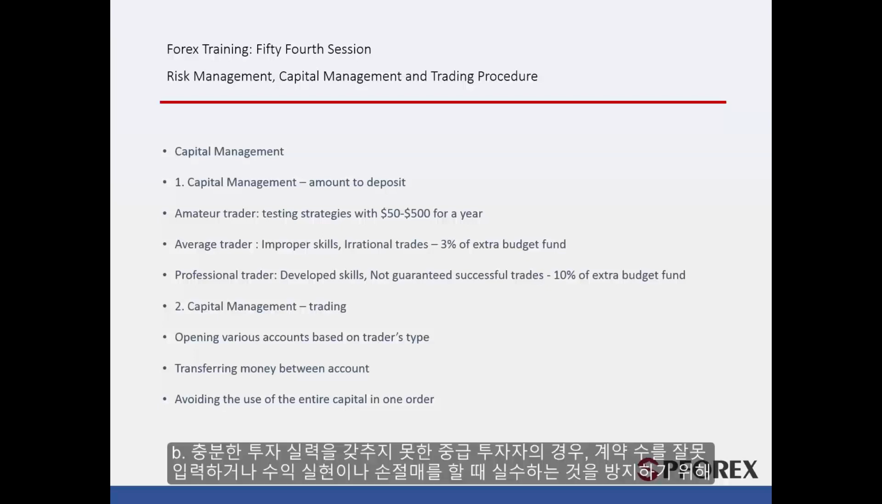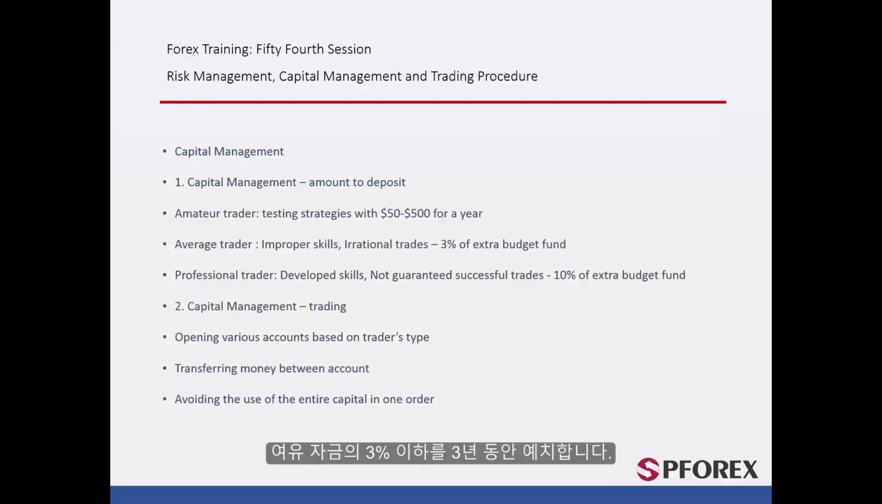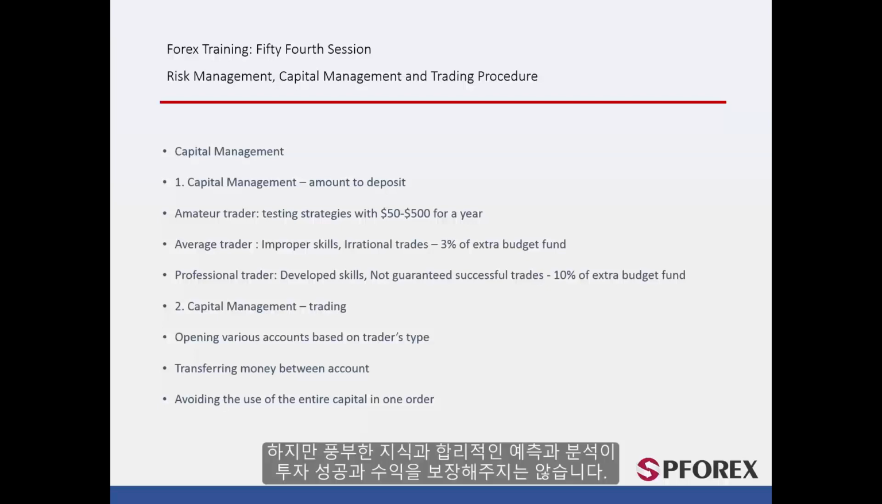B. Intermediate independent traders who have not obtained enough trading ability to avoid blunders such as inaccurate volume of order, TP or SL prices. These traders must deposit less than 3% of their extra budget capital for 3 years. C. Professional traders with an extensive experience and knowledge can deposit less than 10% of their budget capital. However, a comprehensive knowledge, rational predictions and analysis do not guarantee successful trades and profit.